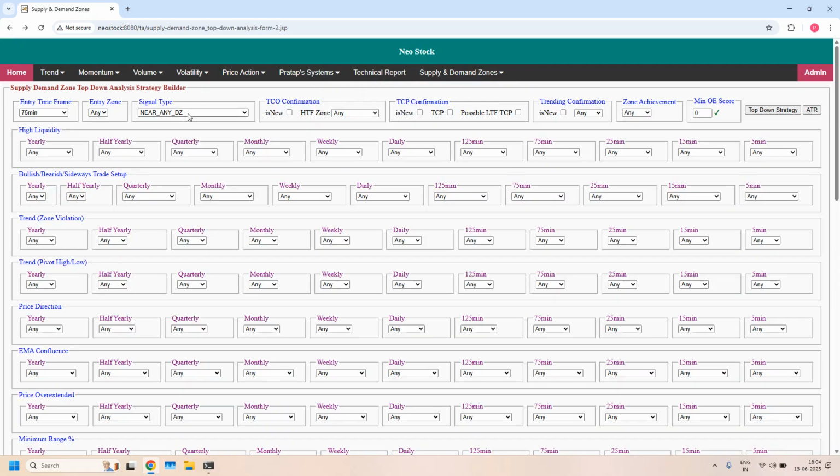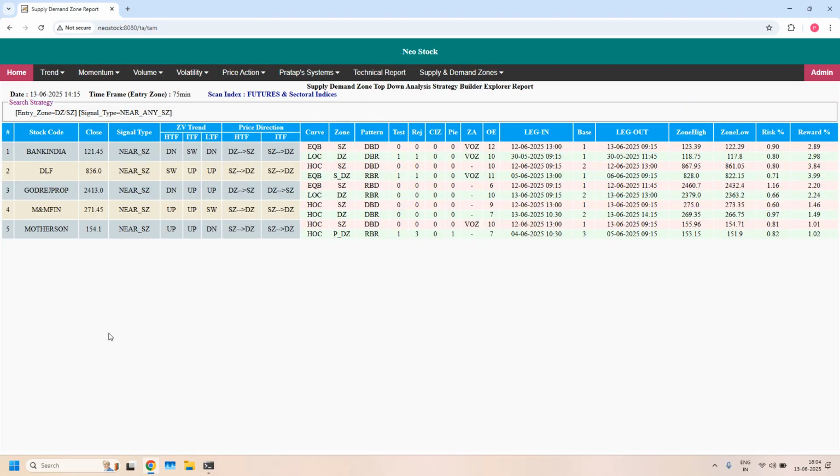Next, stocks near to the 75 minutes supply zone, we got 5 stocks. Any high liquidity 75 minutes supply zones? No, we don't have any 75 minutes high liquidity supply zones from this list.